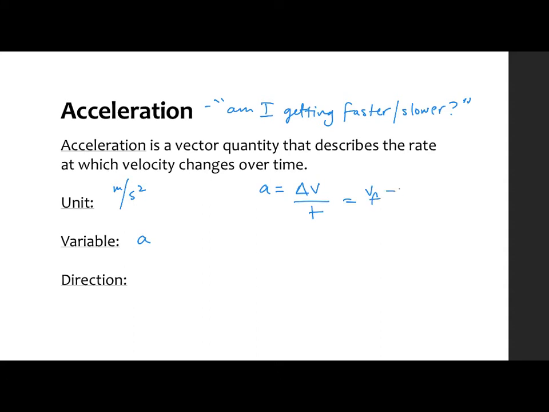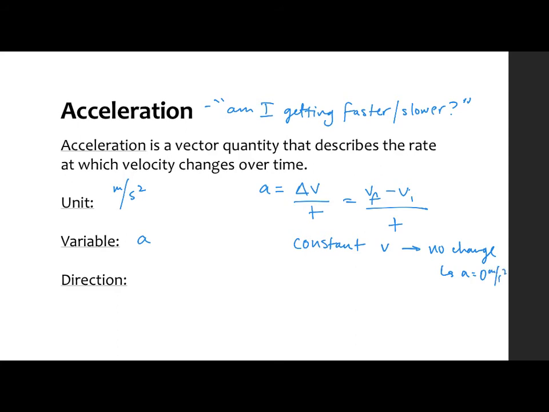So you need two velocities. If you're changing your velocity, that means you have an acceleration. But if there's no change, if you have a constant velocity, that means no change, which means 0 acceleration.